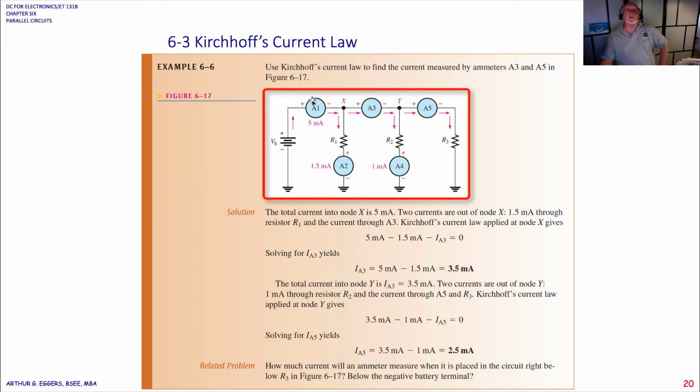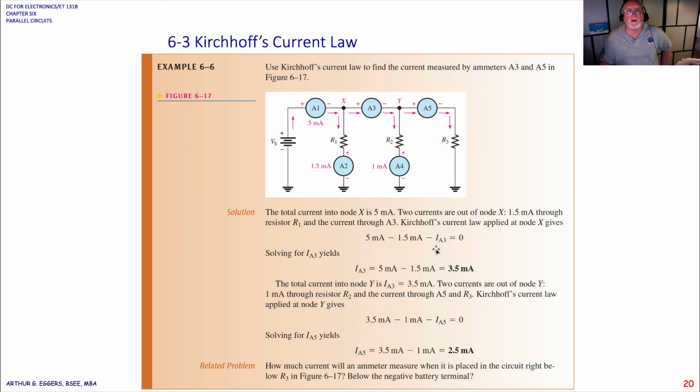Current sources. Current sources are typically depicted with this little circular representation. In this case, we can see here that actually these are ammeters. Current sources are shown the same way. These are ammeters showing an ammeter breaking into each of the circuits to determine what the current is. So they want us to use Kirchhoff's current law to find the current measured by ammeters A3 and A5. You'll notice neither of those have values given. A1, A2, and A4 have values given, so we can use Kirchhoff's current law again to solve for the currents.